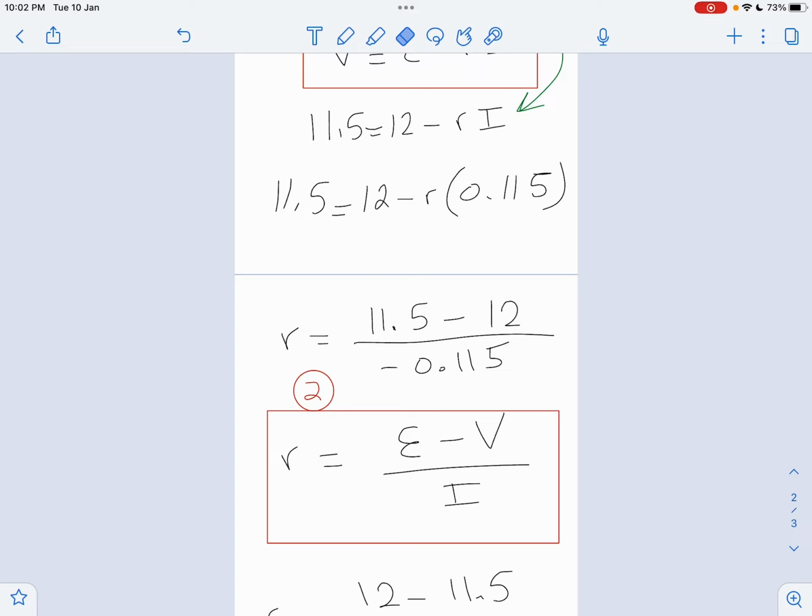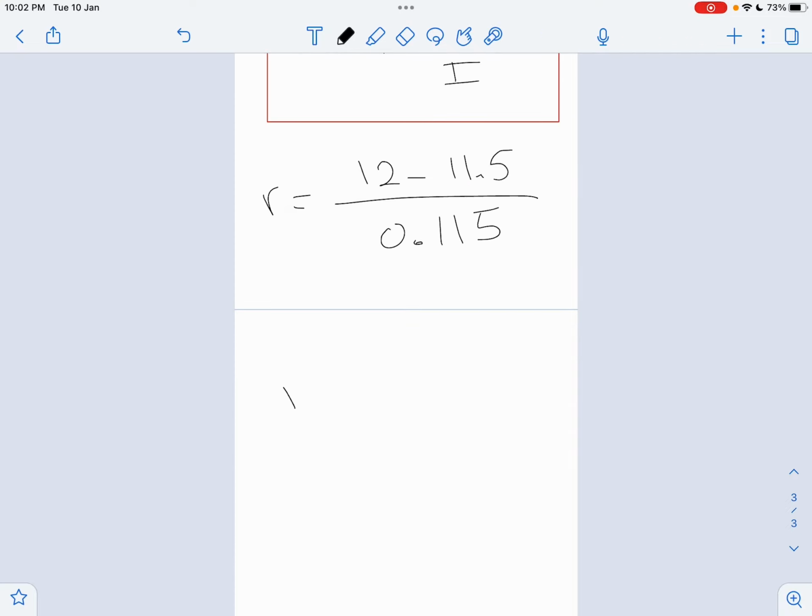Okay, so I'm going to erase this part here so that you don't get confused. We do the math. So the internal resistance will be 12 minus 11.5, which is 0.5, over 0.115. So 0.5 divided by 0.115. Let's use the calculator here. You will get around 4.35 ohms. Or in other words, it's around 4 ohms, something like that.